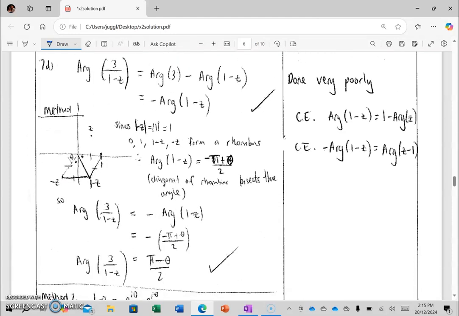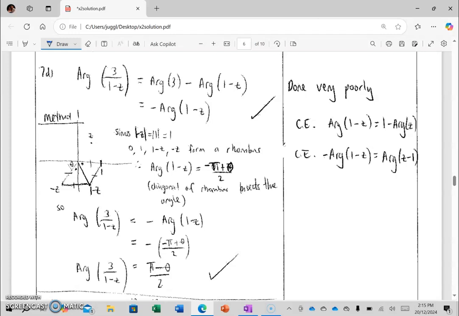Okay, next, D. Okay, this question was done very poorly. Not many people got this out at all. I changed my marking criteria to give a nice, easy first mark, so at least most of you got the first mark. First mark for just realizing that when you divide complex numbers, when you're taking the argument, it's the same as subtracting. And then realizing that arg of 3, because 3 is real, that argument is just going to be 0. So getting to the stage where this equals negative arg of 1 minus z was the first mark.